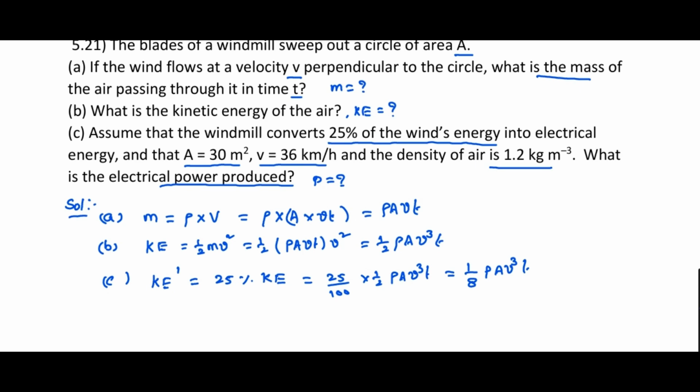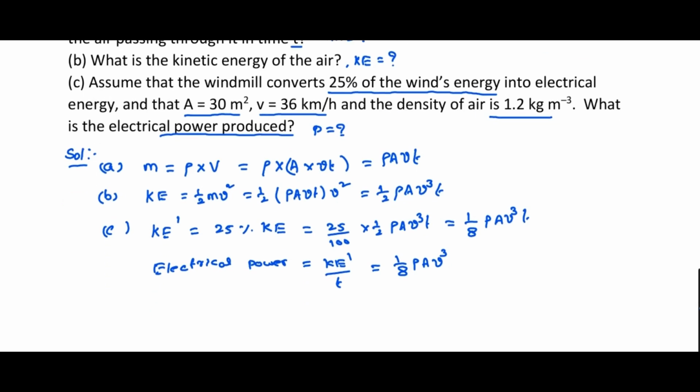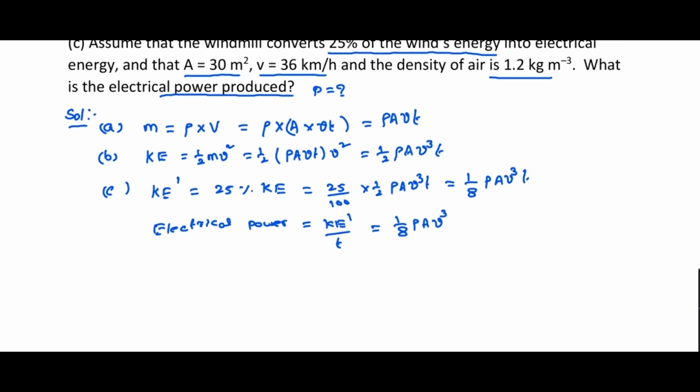Now electrical power. So electrical power is equal to kinetic energy divided by time taken. From this, time is canceled, and the value is equal to 1 by 8 rho A V cube. Now except the time, remaining terms we have. So we can calculate this power value.